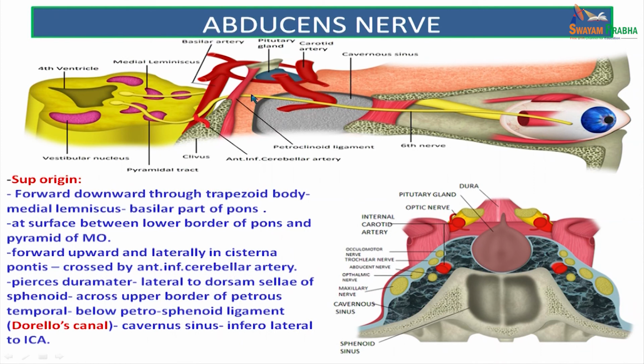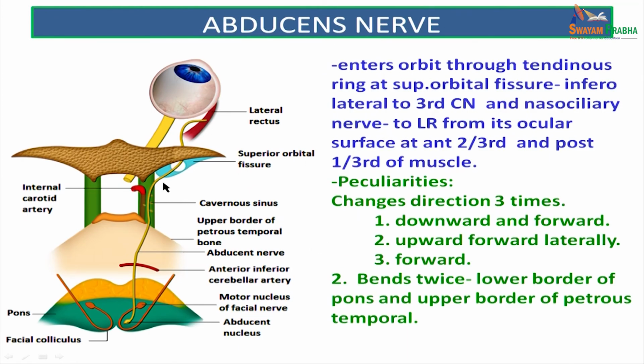internal carotid artery. As it enters into the cavernous sinus, initially it is inferolateral to the internal carotid artery, and then as it proceeds forwards, it is related inferolateral to the internal carotid artery in the cavernous sinus, and it enters the orbit through the tendinous ring of Zinn, inferolateral to the inferior ramus of the oculomotor nerve, and supplies the lateral rectus from its ocular surface at the anterior 2/3 and the posterior 1/3 of the muscle.